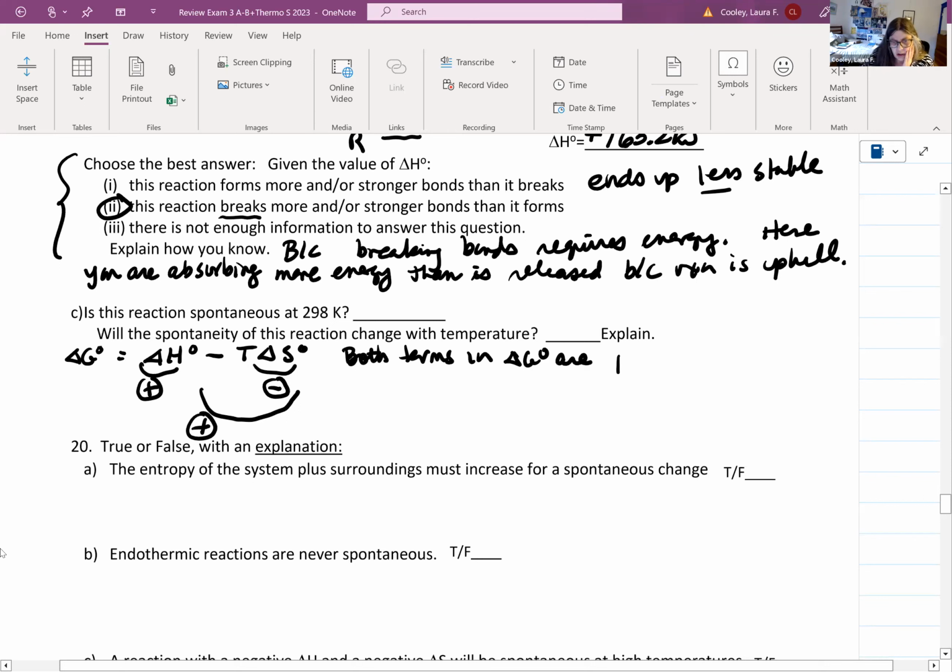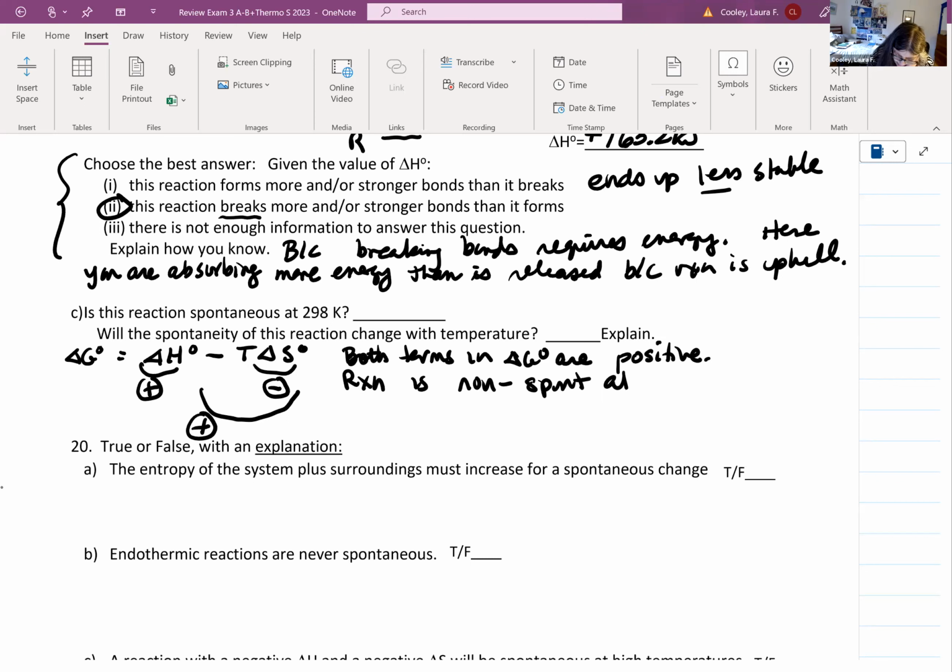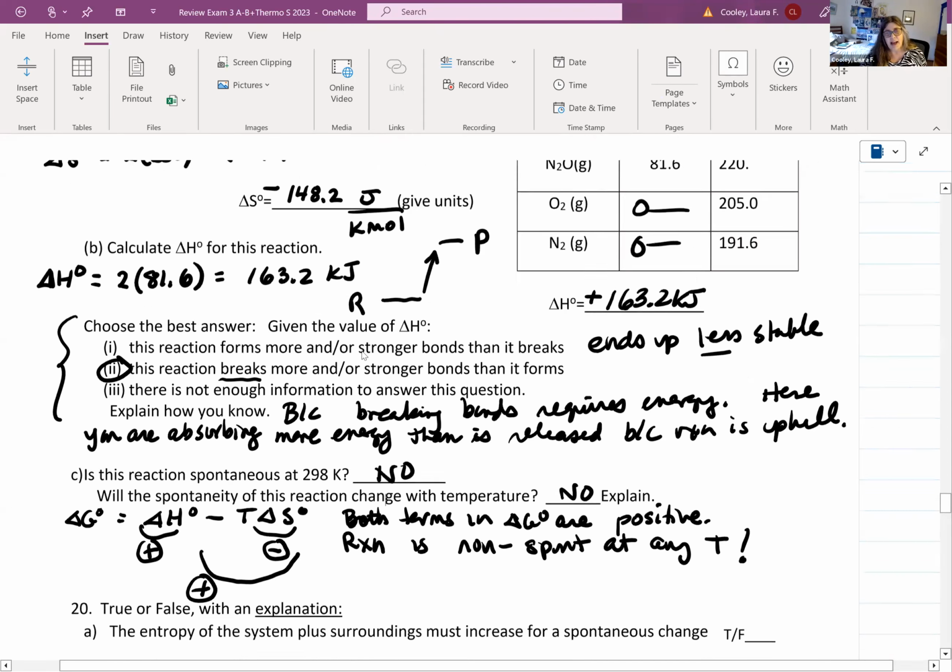So both of these terms are positive, and there's nothing that you could do to the temperature to make it negative. So you're never going to have a negative term here. Both terms are positive. The reaction is non-spontaneous at any temperature. So the answer is it's not spontaneous at any temperature. It's not spontaneous at 298. I don't even have to do any math, right?